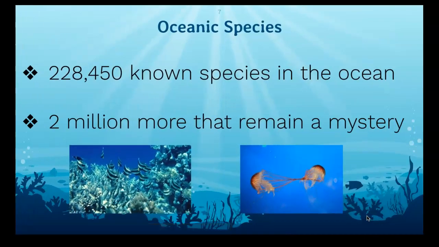So, in the ocean, there are 228,450 known species in the ocean, and there are more than 2 million that still remain a mystery. So, a lot of species in the ocean.